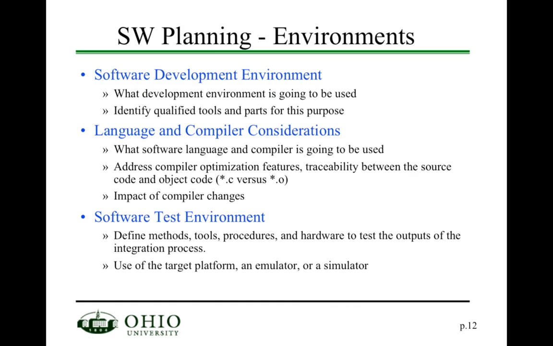Okay, the other thing you really need to directly mention is the environments that you're planning to use. If you develop software, you need to say what development environment you are going to use. Am I going to use a tool or something else to help me develop the software component? Also, this environment section includes any language and compiler considerations. If you choose a particular language and a compiler to go with it, are you going to make use of compiler optimization features? If so, you need to make sure to indicate those.